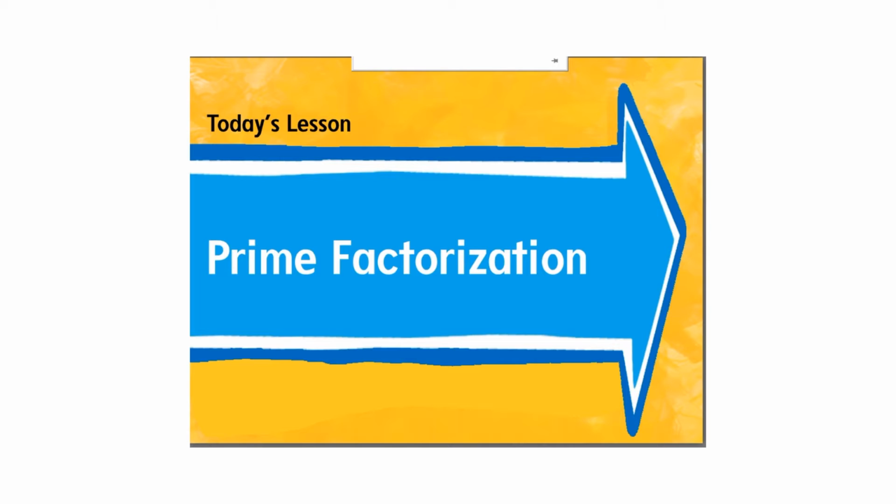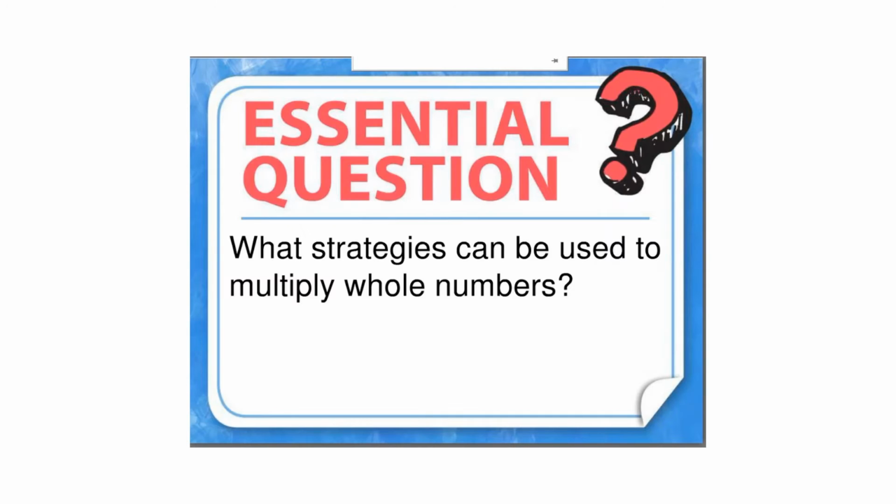Once I get started showing you, I hope that you're going to remember doing prime factorization in 4th grade. I'm hoping, hopefully. So let's look at what our essential question is. Our essential question says, what strategies can be used to multiply whole numbers?